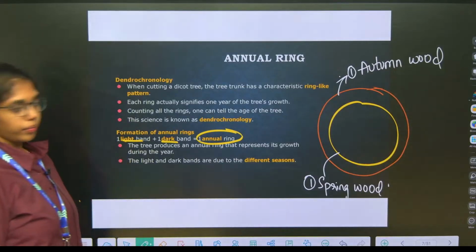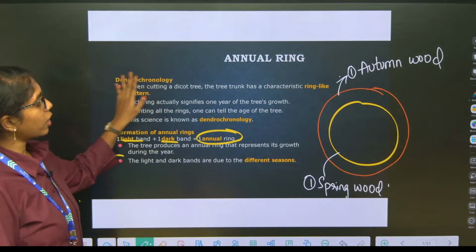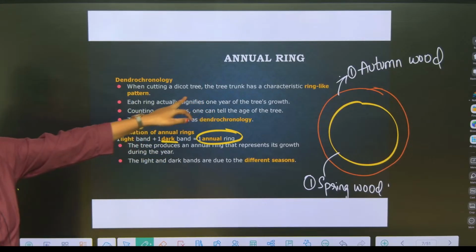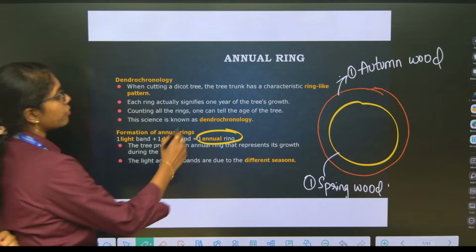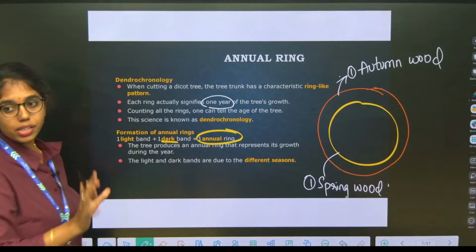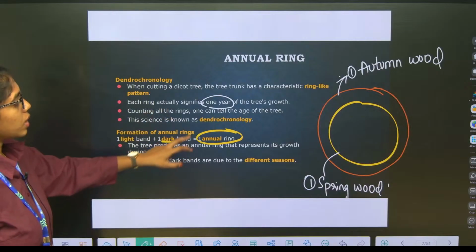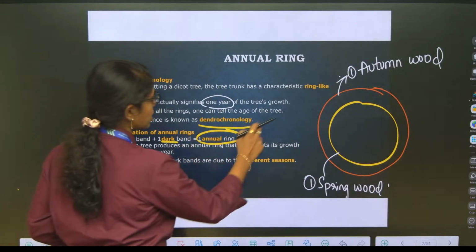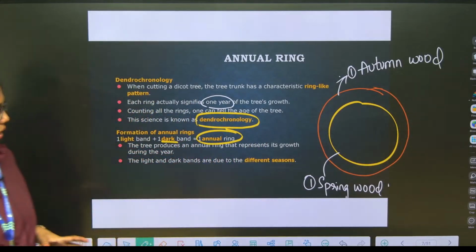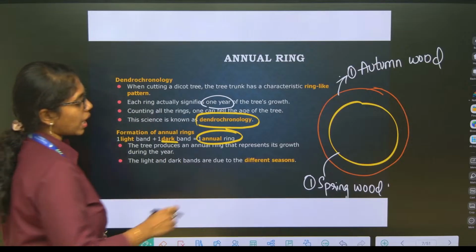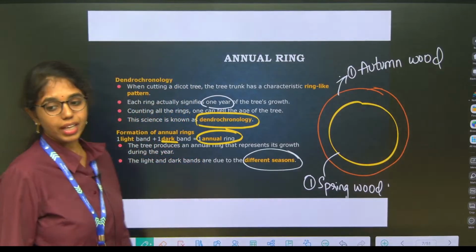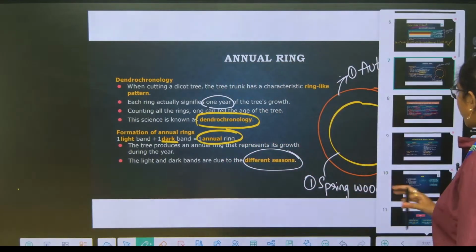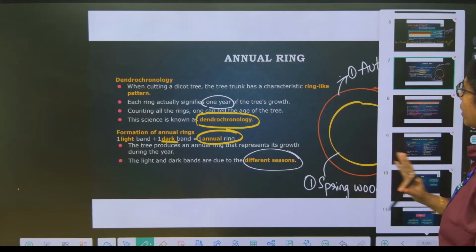One annual ring. Okay. When cutting a dicot tree, the tree trunk shows a characteristic ring-like manner. Each ring actually signifies one year of the tree's growth. Counting all the rings, one can tell the age of the tree, and that science is called as what? Dendrochronology. Okay. So, the light and dark bands are due to different seasons or variations in seasons. Okay. So, this is about spring wood, autumn wood, annual ring and dendrochronology.